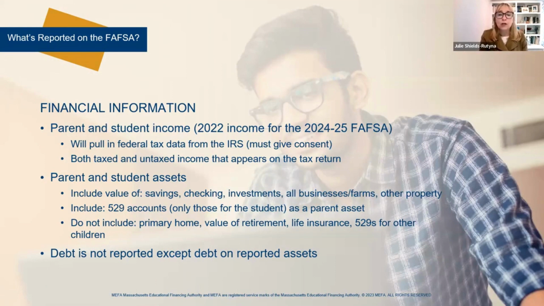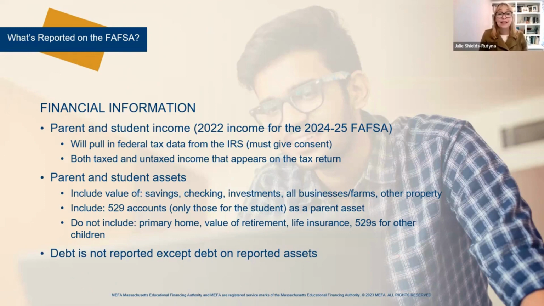If you're applying for the FAFSA this year for the 24-25 academic year, then they're going to be asking about your 2022 income tax return. So the way it works, and this makes it nice and easy, is that when you go to complete the FAFSA, you provide consent to have your federal tax data pulled in from the IRS. And once you do that, that means you complete very few income questions, if any, on the form.